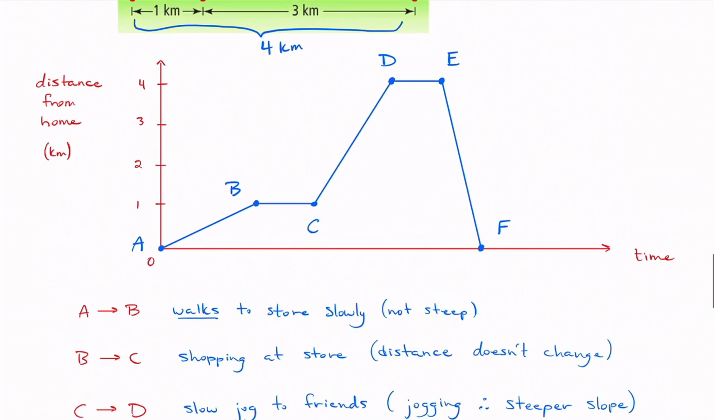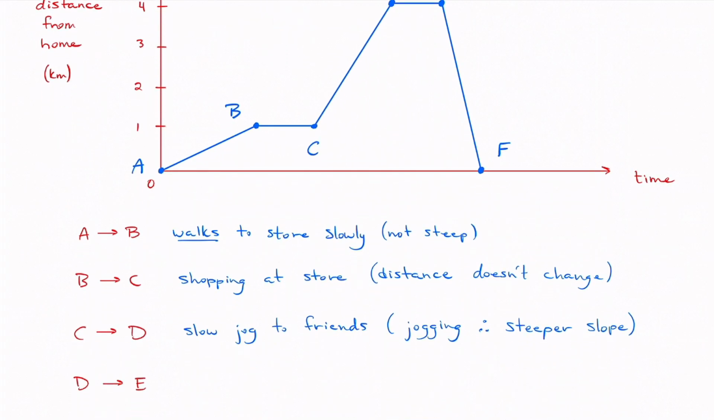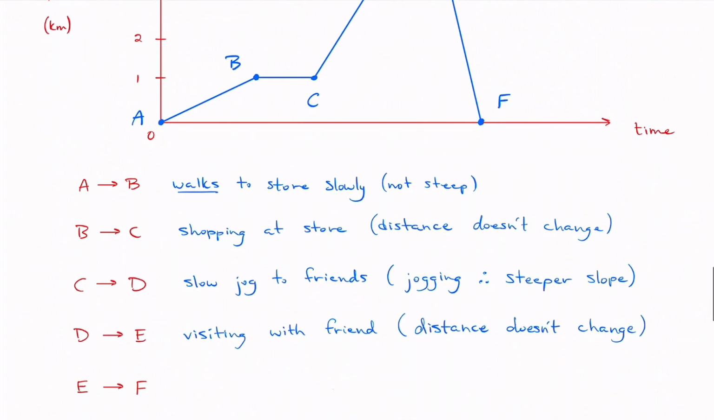So now for D to E, that's where we were visiting with our friends, so our position isn't going to change. So visiting with a friend, distance doesn't change. And then the last part here, when we went from E to F, that's when we were running. So it was really steep, and we ran all the way home, so it came all the way down to the bottom. So let's write that. So runs home, and we were running, so it was really steep.